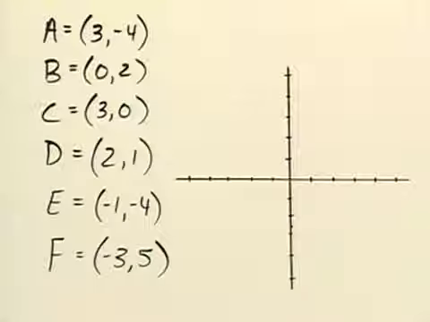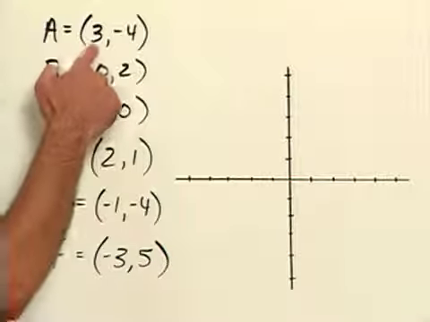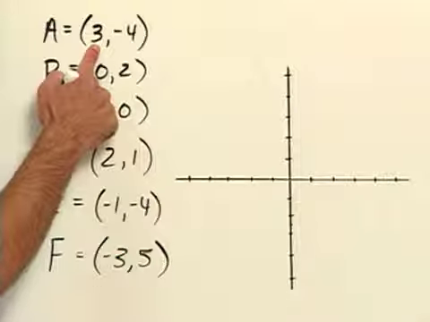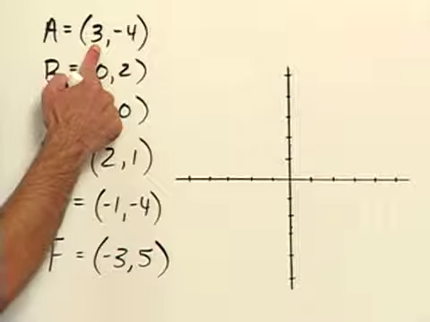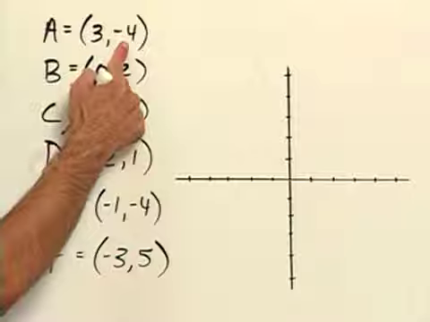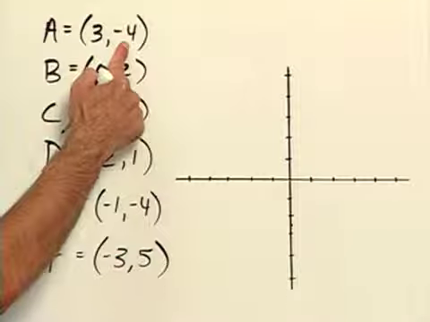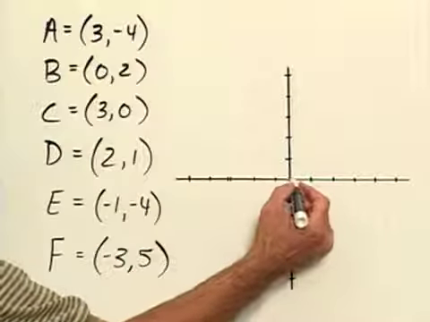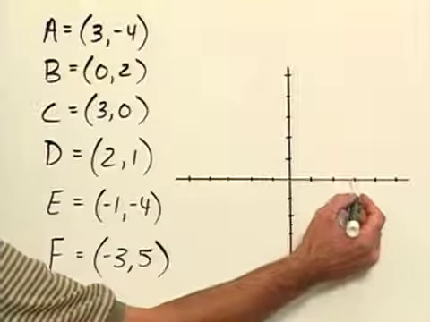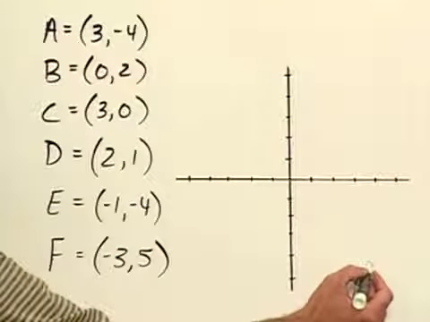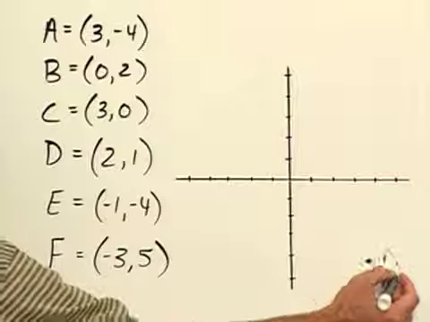In this problem, we're going to be plotting points in the rectangular coordinate system, or the xy plane. To plot a point, we begin at the origin, and if the x-coordinate is positive, like in A, we will move to the right, and if the y-coordinate is negative, as in A, we will move down. So from the origin, I'm going to move 3 units to the right, and then I'm going to move 4 units down and make a point, and that'll be point A.